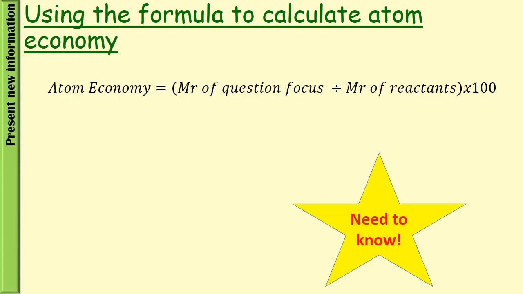If we look at that as a formula, we've worked out atom economy. Atom economy equals the MR of the question's focus divided by the MR of the reactants, and we times that number by 100. This is a need-to-know equation, so make sure you have a copy in your notes.